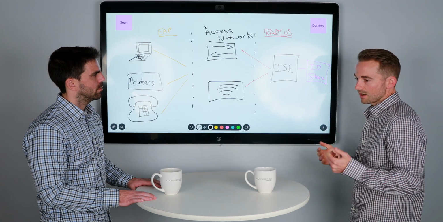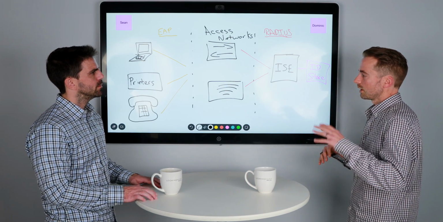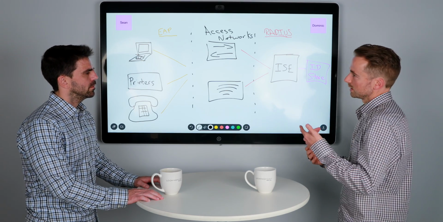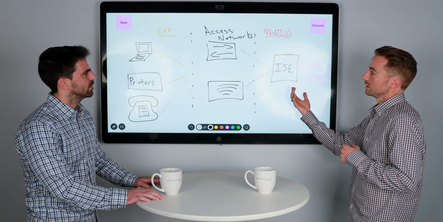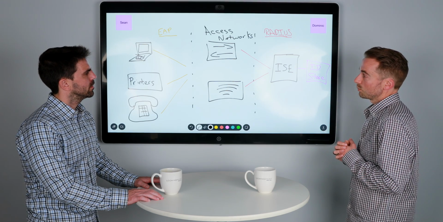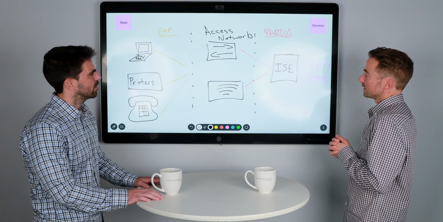Most of our customers already have a pretty robust security group architecture there. All their users, when they get onboarded, get put in the appropriate groups. ISE can leverage all of that existing directory structure to make decisions about what devices should be allowed on the network and what level of access they should get to the network.